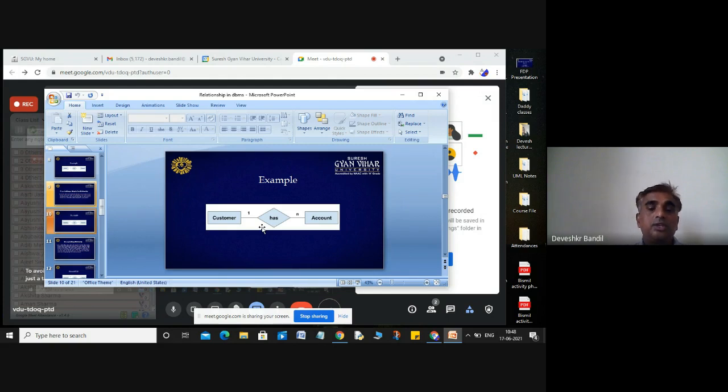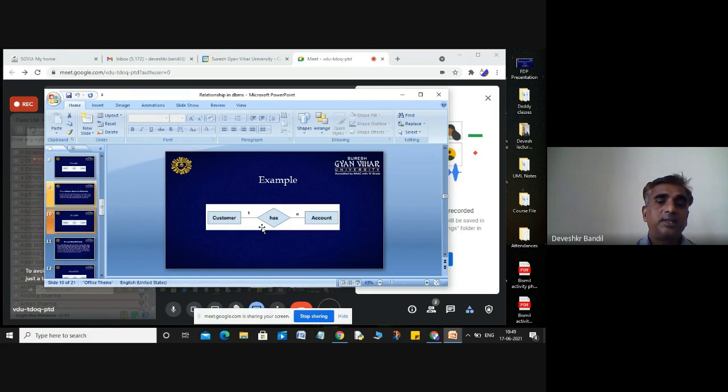This type of relationship exists when each record of one table can be related to one or more than one record of the other table. This relationship is one of the most common relationships found. As per the example I have taken, here I have taken two entity types, customer type and account type. As I told you, a customer can have more than one account, but each account is held by only one customer.